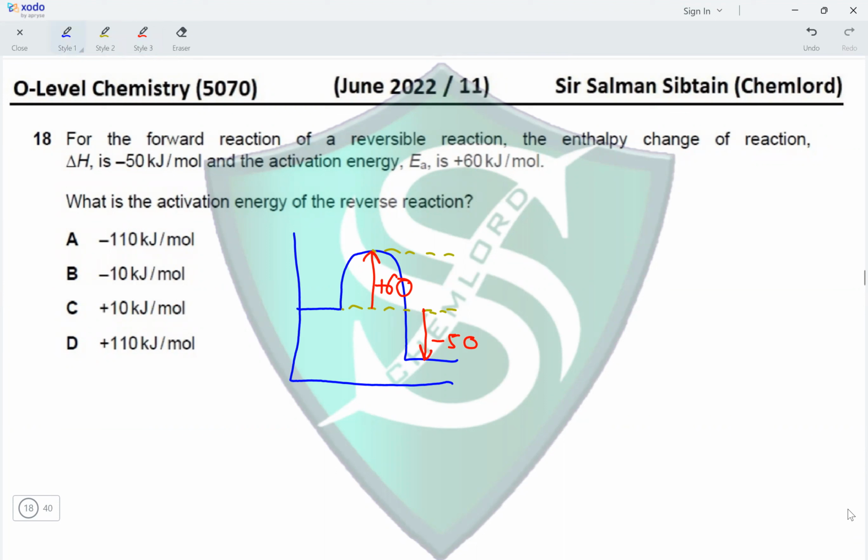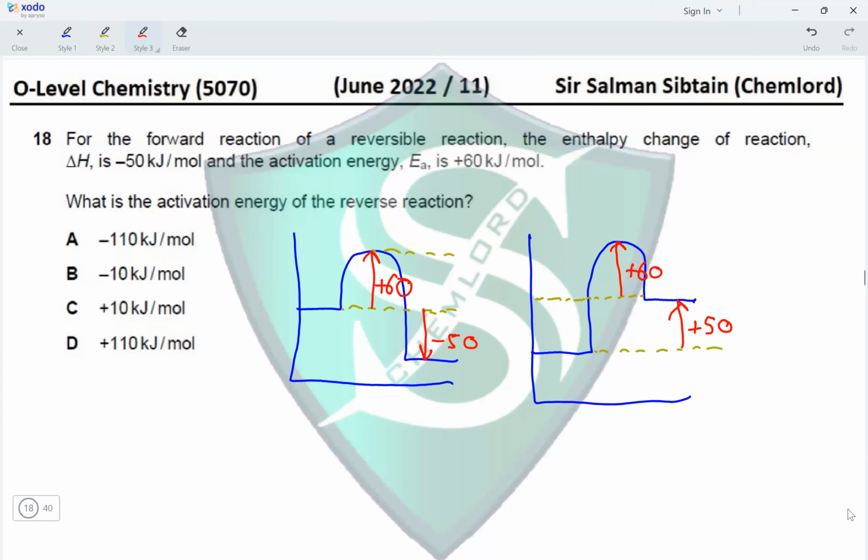So when we convert this into the backward reaction, the products become the reactants and the reactants become the products. So now we will consider this as the enthalpy change. In the forward reaction, this was minus 50. In the backward reaction, this would become plus 50. And this energy gap would remain as plus 60. So these being the reactants, the energy gap from here till the maximum value becomes plus 50 and plus 60, plus 110. So this should be the activation energy for the reverse reaction. So this results in option D being the correct option for this question.